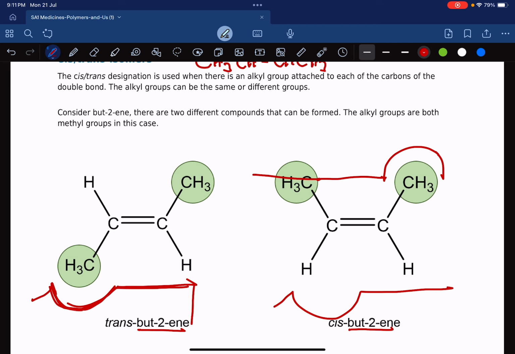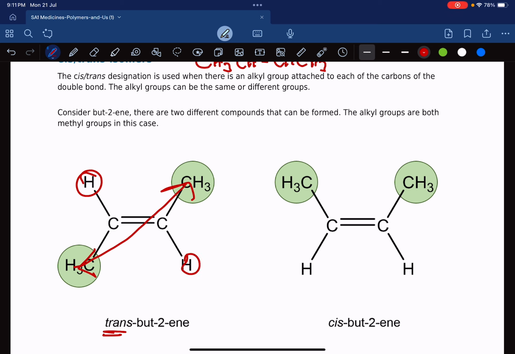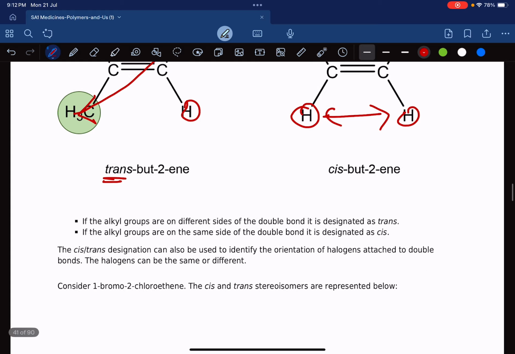The two methyls are opposite of each other, or the two hydrogens are opposite of each other. This is called trans. Cis basically means the same groups are facing each other. So this is called cis. Okay, the hydrogen and hydrogen facing each other is called cis. Trans means that the similar groups are facing opposite of each other. That's what trans basically means.